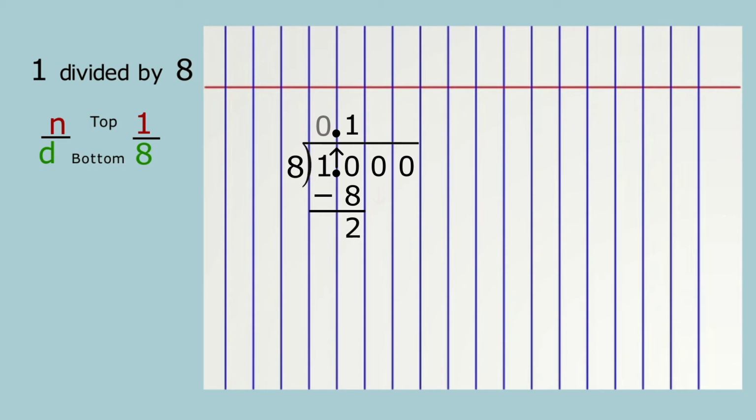2 tenths equals 20 hundredths. Use an arrow to show that you are bringing down a 0 from the hundredths column. 20 hundredths are being divided by 8. How many times does 8 go into 20? The answer is 2. Hooray! Now we have 2 decimal places. That's enough to estimate the percentage. Here we go.